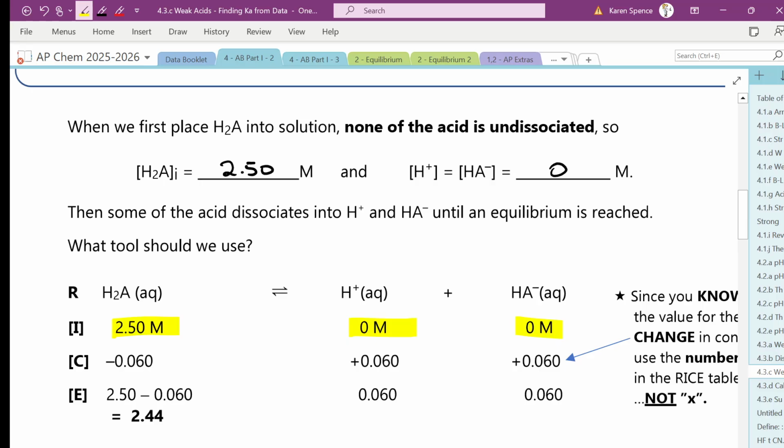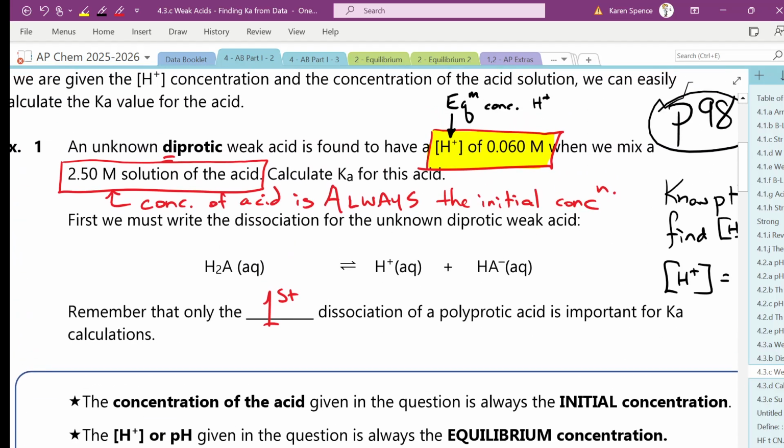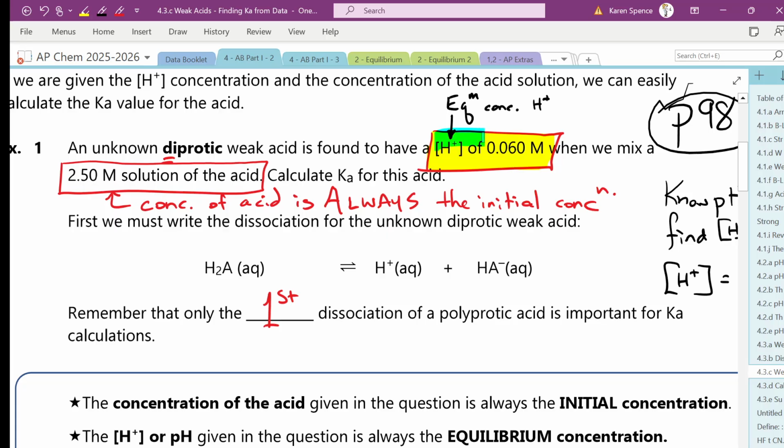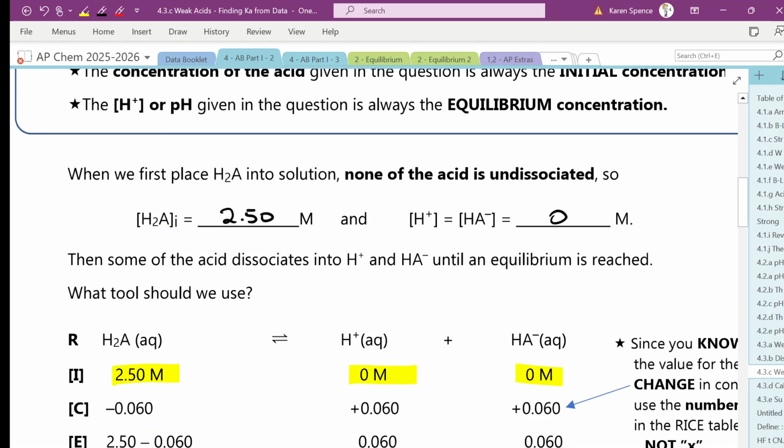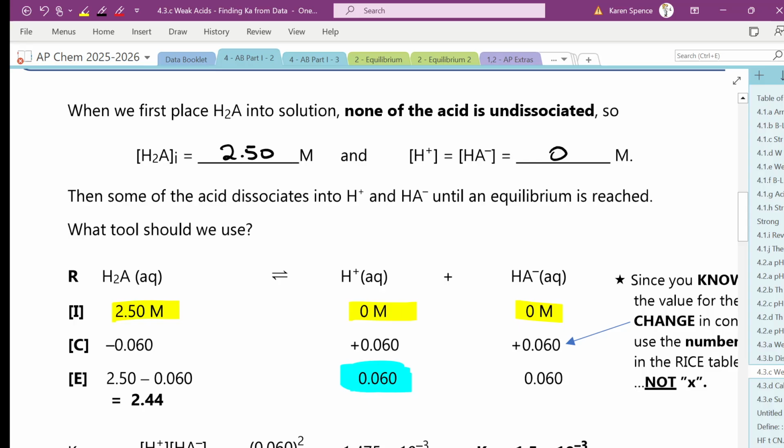Now, is our change an unknown value, or do we have something down in the equilibrium section? We do have something down in the equilibrium section. We were told that the concentration of hydrogen is 0.6 molar. So we know that, and that is always an equilibrium concentration. From there, please don't write X, because it's not an unknown. X is used when it is an unknown.